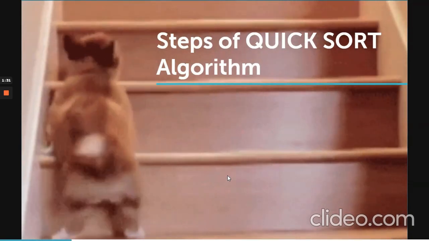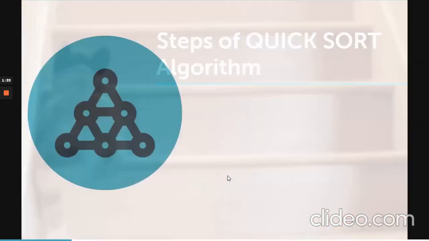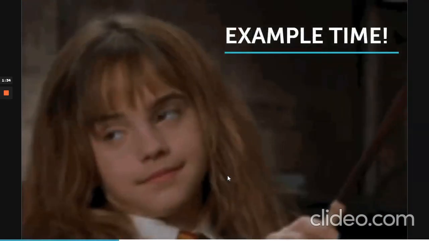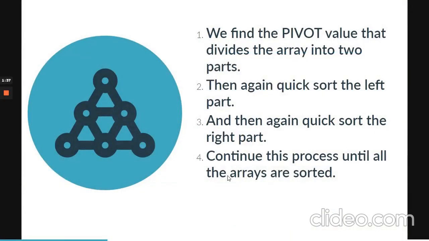Let us see the steps of quicksort algorithm. So these are the steps of quicksort algorithm. What you will do is you will take a pivot element. This pivot element does not mean that it will be the starting element or the ending element or the middle element. It is your wish. You can take any number from the array as a pivot element.